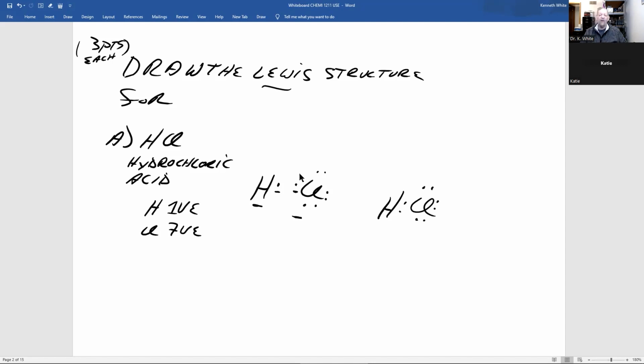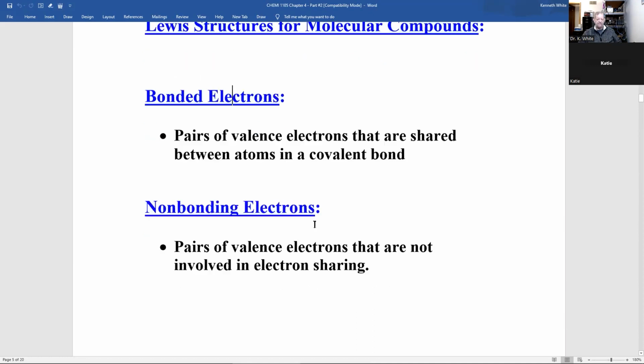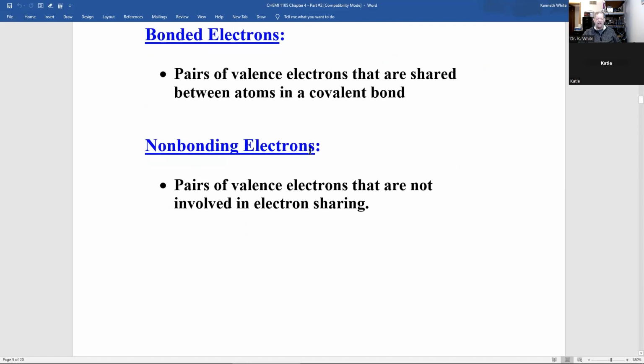And remember, a covalent bond is a sharing of 2, or a pair of electrons, one or more pairs, and that's a covalent bond. Now, yesterday, we started talking about bonded electrons. Those are pairs of valence electrons that are shared between atoms in a covalent bond. And non-bonding electrons. Those are pairs of electrons that are not shared or involved in the electron sharing.